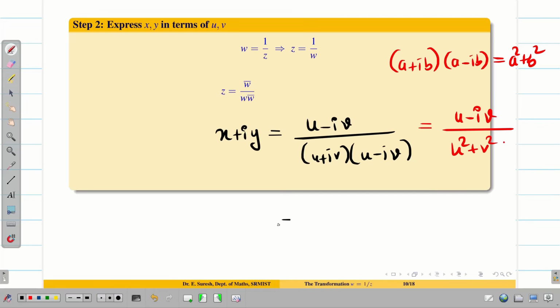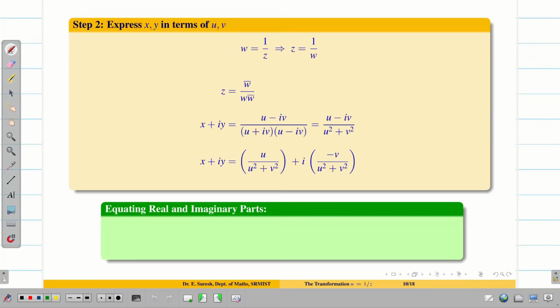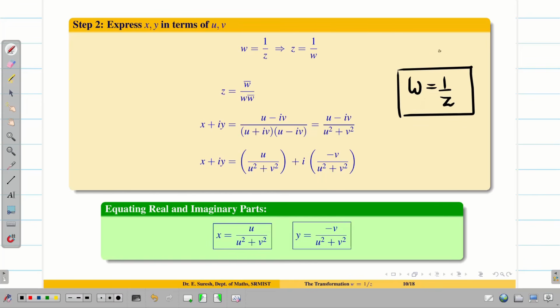Now we have to split into real and imaginary part. So I am writing this as U by U square plus V square plus I into, I am taking this minus U inside, V by U square plus V square. In the left hand side, it is simply X plus IY. Now I can split the real and imaginary part. X is equal to U by U square plus V square and Y is equal to minus V by U square plus V square. For any problem under the transformation W is equal to 1 by Z, step 2 and step 1 are common. Now we are going to the step 3.